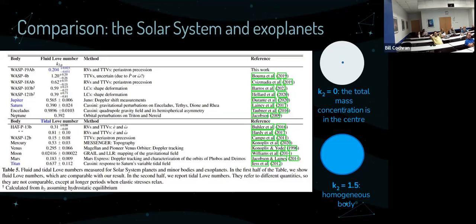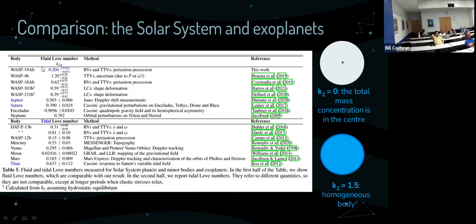Usually you can go in situ with a satellite or whatever, and you can measure, for example, the tidal interaction between Jupiter and a moon of Jupiter or something like that. For exoplanets, it's much more difficult. You can do periastron precession or other techniques that people do. And this is just for comparison.